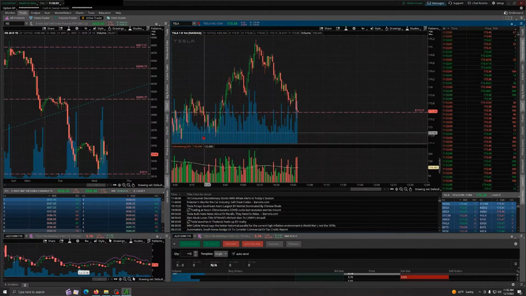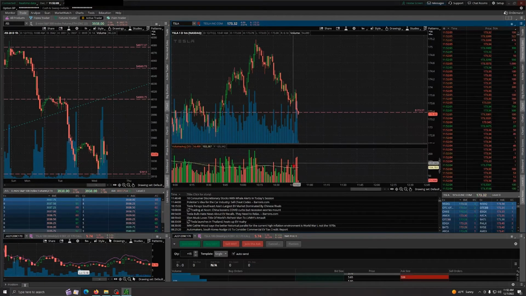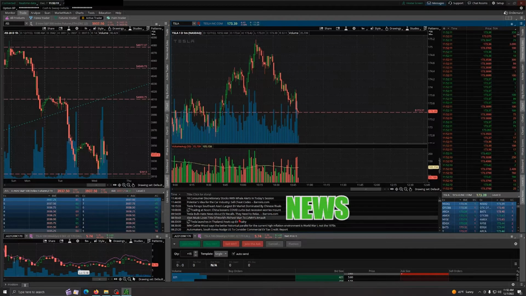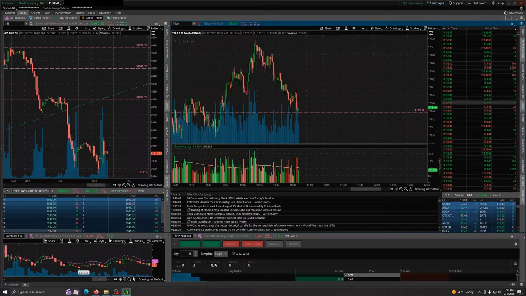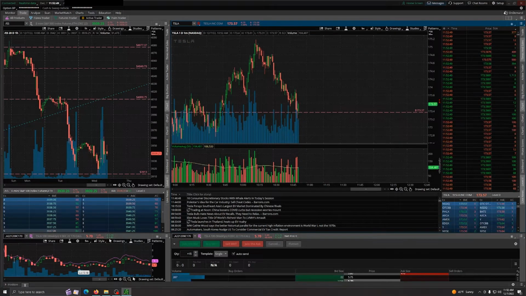All right. This shows you the volume that Tesla is undergoing. Red means there's selling pressure. Green means there's buying pressure. Below the chart is the news that came out. The right of the chart is showing you the orders that are actively going through as we speak, right? It shows you the quantity too.